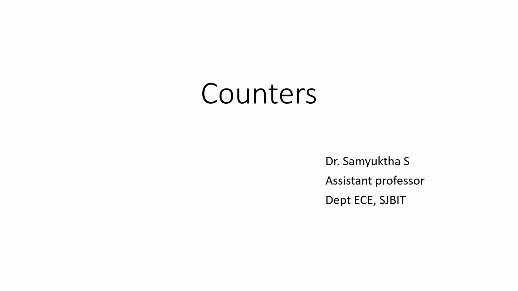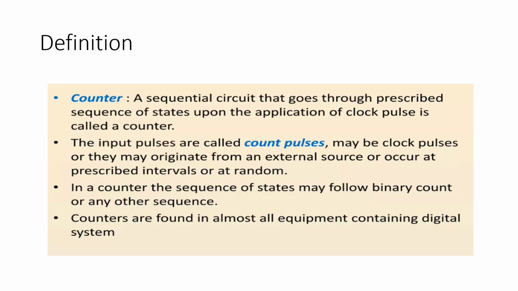Coming to the definition, a counter is a sequential logic circuit that progresses through a prescribed sequence of states in response to clock pulses. Each incoming clock pulse increases or decreases the binary count. The counter requires flip-flops. Here the output depends on both the present input and the previous state, and it can count upwards, downwards, or both.